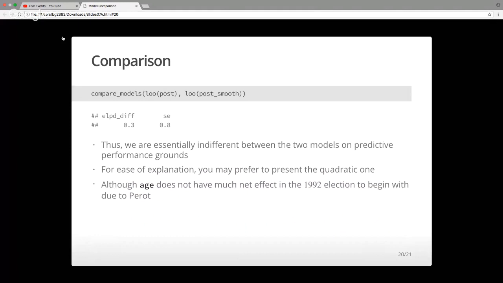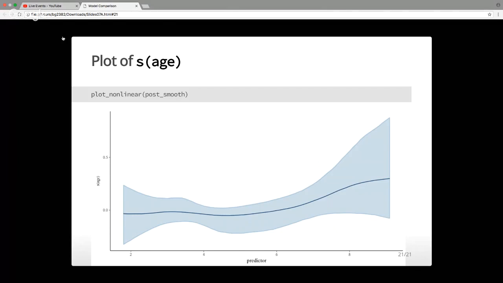I'll get to the questions, just one more slide. But part of the reason why there's no real difference in the expected log predictive density of these models is because the effect of age in the 1992 election is basically not very much to begin with, as I can see from estimating that smooth model. Maybe for very old people it starts to make a difference, but we have a whole lot of posterior uncertainty about the effect of age for people who are 80 years old, because there's not that many of them left, etc. Questions?